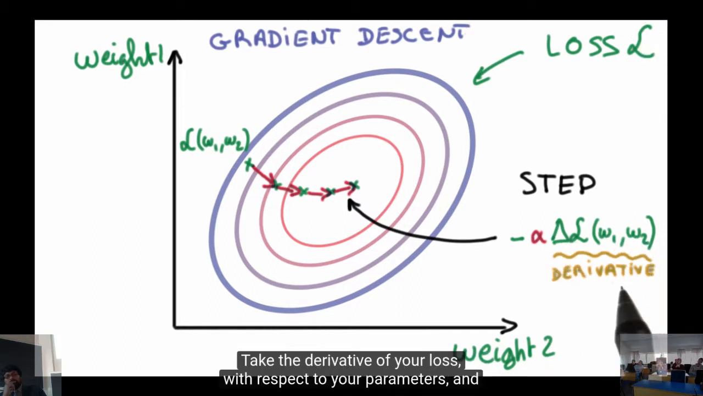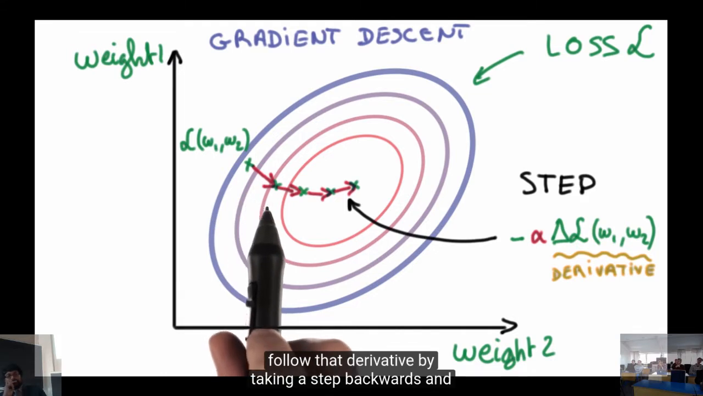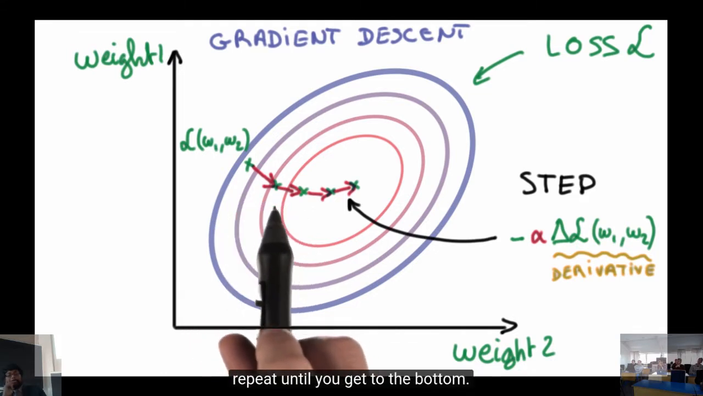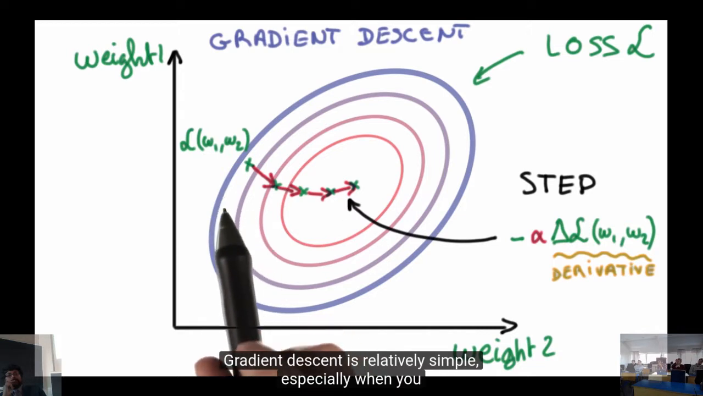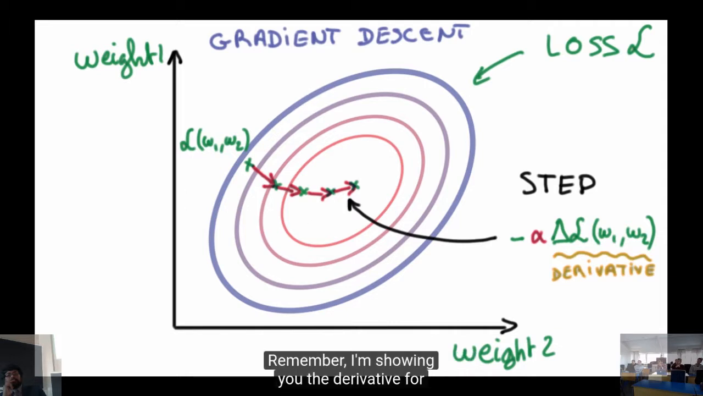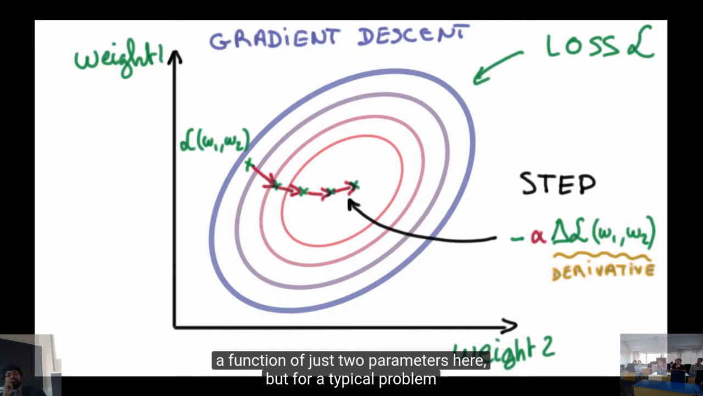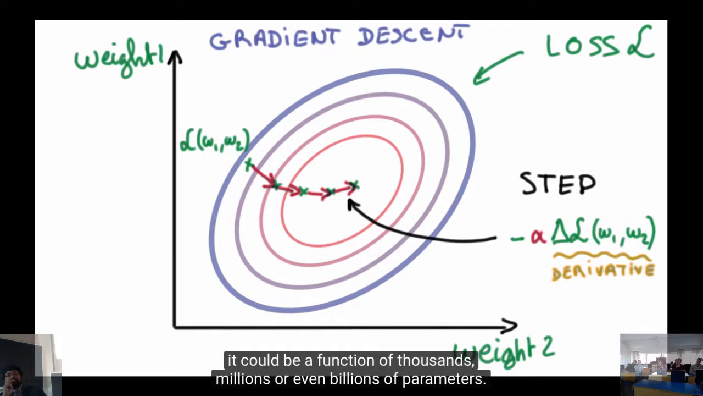Take the derivative of your loss with respect to your parameters and follow that derivative by taking a step backwards, and repeat until you get to the bottom. Gradient descent is relatively simple, especially when you have powerful numerical tools that compute the derivatives for you. Remember, I'm showing you the derivative for a function of just 2 parameters here. But for a typical problem, it could be a function of thousands, millions, or even billions of parameters.